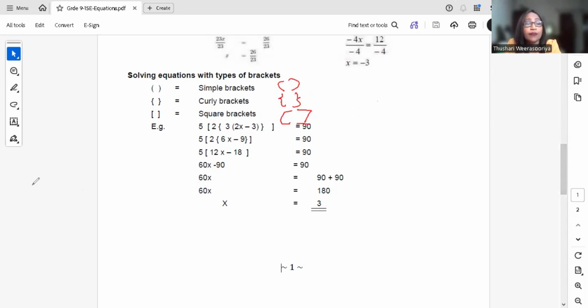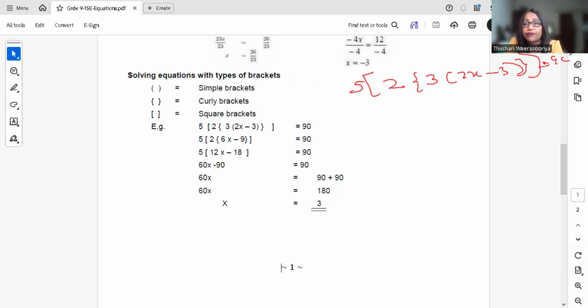When you have all the brackets in one question, there is an order, right? Like BODMAS. When you have all the operations in one question, we have the BODMAS rule, right? But now look at this. I'll write the same question: 5 square bracket, 2 curly bracket, 3 simple bracket 2x minus 3, closing the brackets, equals 90.